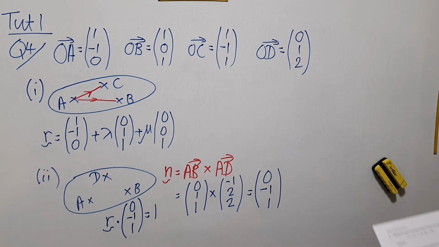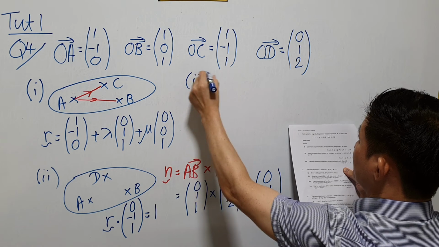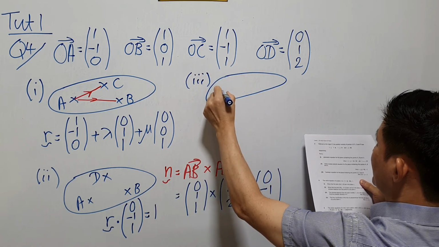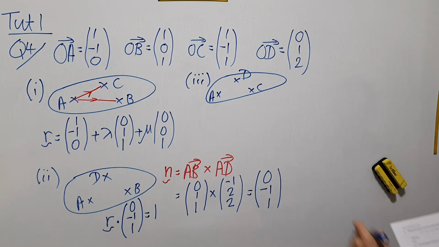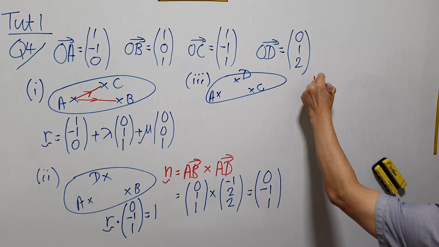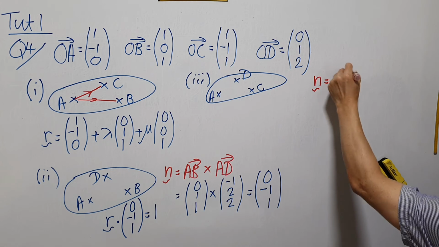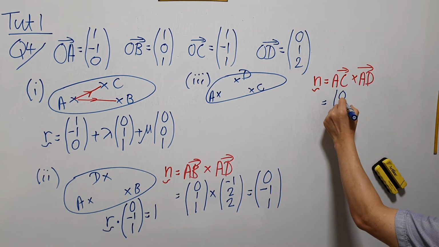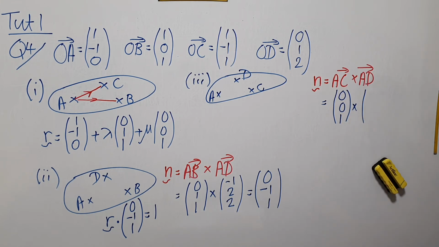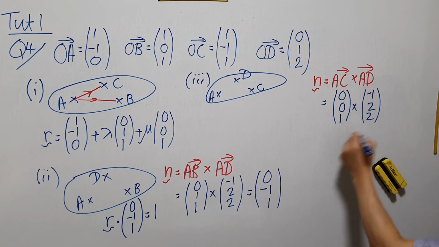Part 3 wants you to find the equation of the plane ACD. So maybe you draw a diagram. A, C, and D. Right? You want to find the equation of the plane ACD, in this case in the Cartesian form. So to find the equation of the plane in the Cartesian form, we have to go through the dot product form first. So for part 3, I intend to find the vector n by taking AC cross product with AD. Right? AC is parallel to the plane, AD is parallel to the plane. The cross product will be perpendicular to the plane. AC will be what? 0, 0, 1. Cross with AD. AD is minus 1, 2, 2. You cross product these two vectors.